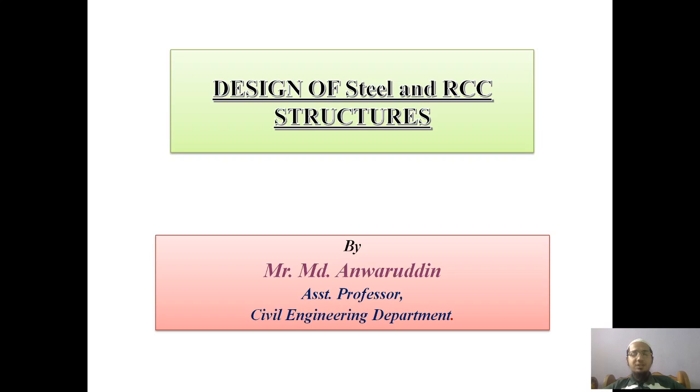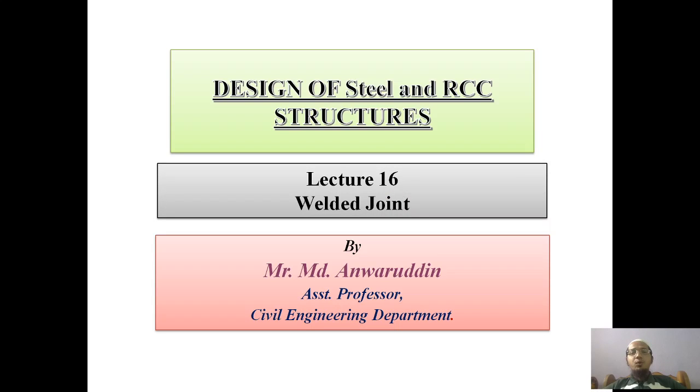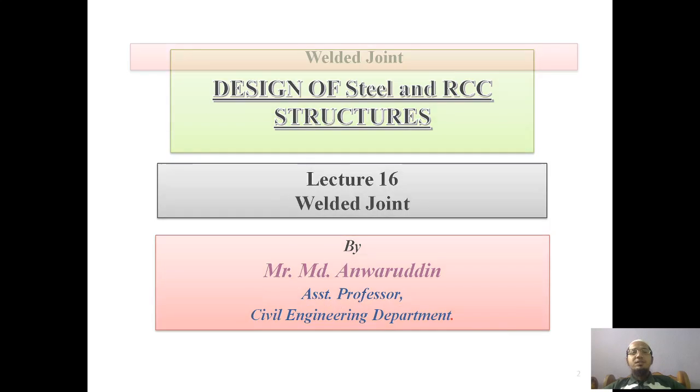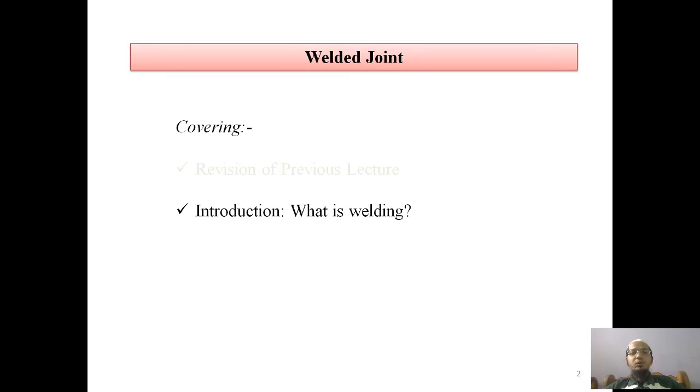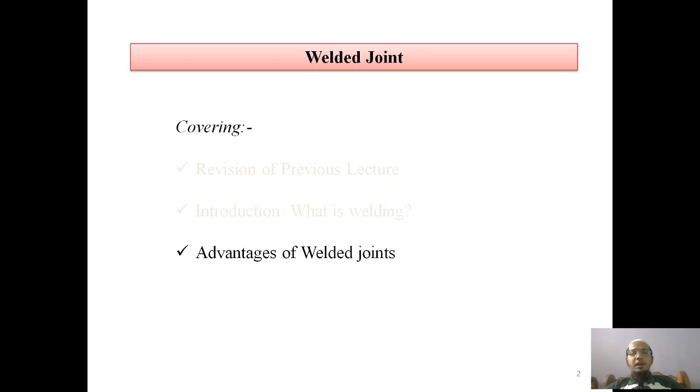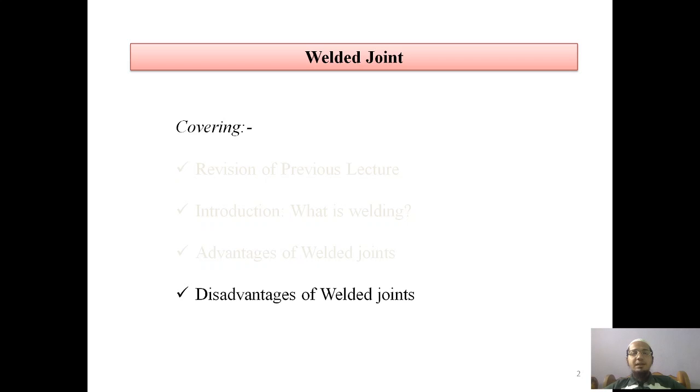So in today's session, that is lecture number 16, we are going to start discussion about welded joints. This session will cover introduction to welded joints, that means what is meant by welding, how the welding process is done, and advantages of welded joints as well as disadvantages of welded joints. After completion of this session, we will be able to know the welding and welding process and also understand the welded joints. We can also explain advantages and disadvantages of welded joints.